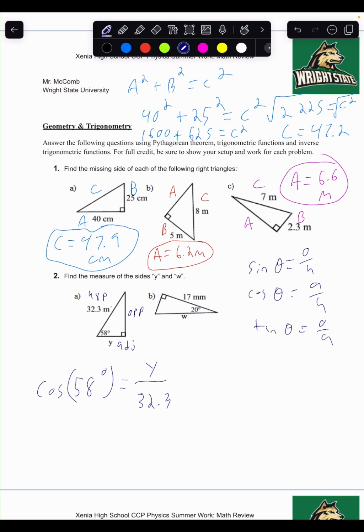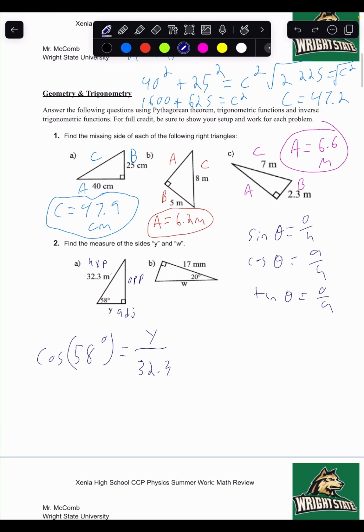Okay, so cosine of 58 is going to be a number between 0 and 1, which again represents the amount that my line is in the x and in the y. In other words, cosine is going to show me how big this should be relative to how big this is, because I know this angle. Okay, so all I have to do is put that into a calculator.